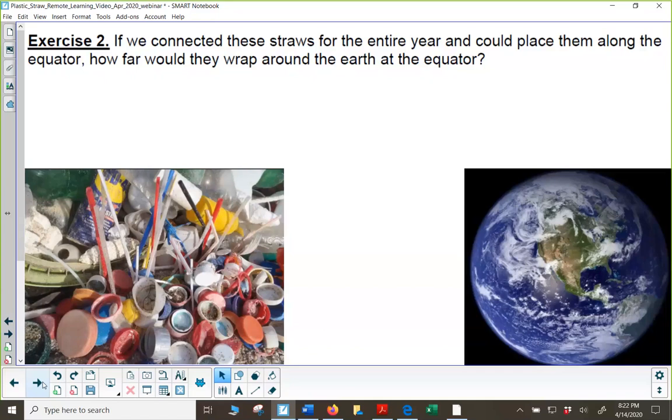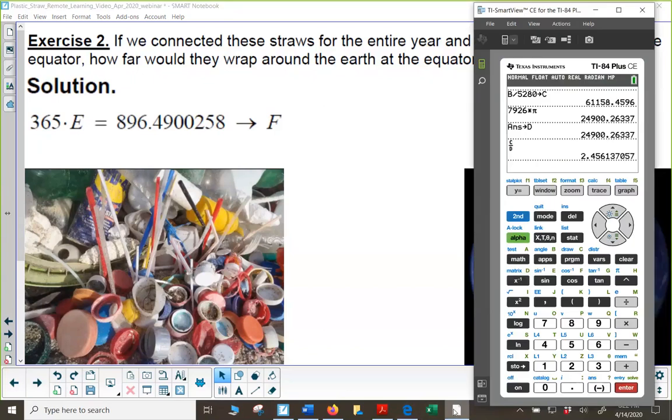Okay, so how far would it wrap around the Earth if we did this for a year? The solution would be to take the answer we just got and multiply by 365. So that's what we'll do here. Take 365 times alpha E. Oh, I never did store that into alpha E, did I? So let me clear that, and let me go ahead and store that into alpha E in case I need it for something. And now take 365 times E.